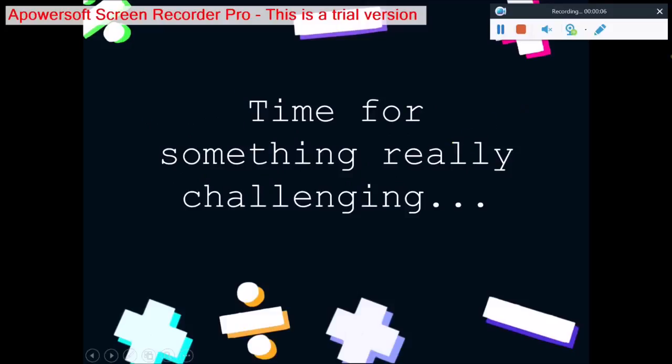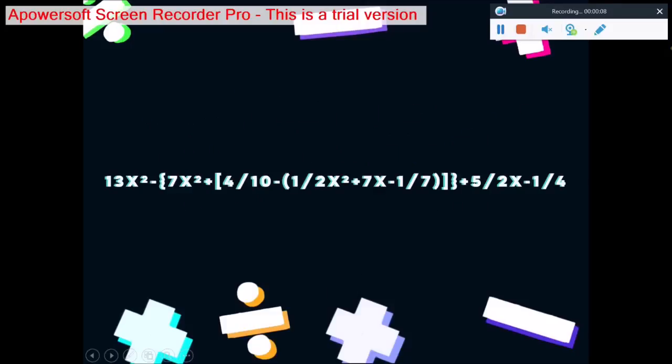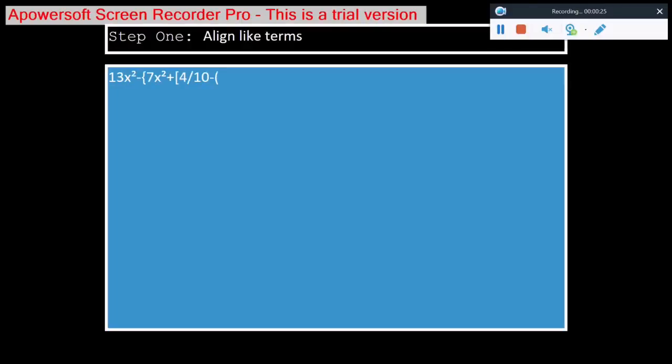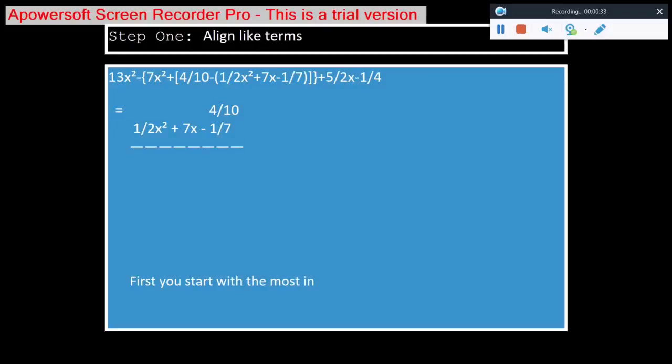Now, let's try something really challenging. So this is the equation. So of course, you know the first step, align like terms. And first, you start with the most inner term. This is the order of how you would solve parentheses, bracket, and braces.